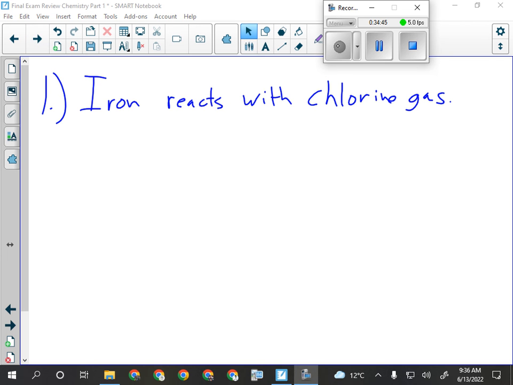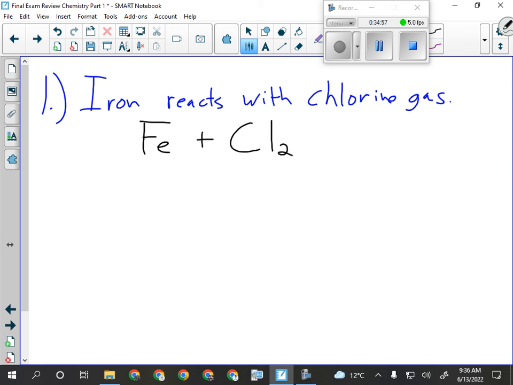So for this one, okay, we've got iron, and it reacts with chlorine gas. What does chlorine gas look like? Cl2, it's one of our special elements. That's something that burns people if I put that question on there, or I put any of the special elements on there in word form. People forget, okay? All right. What kind of reaction is this?